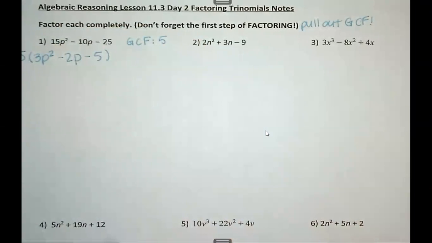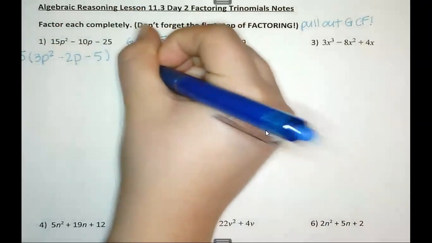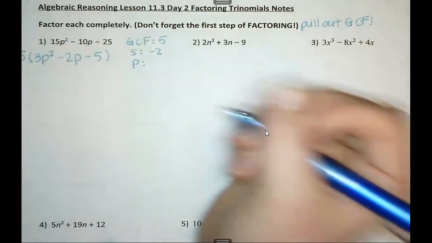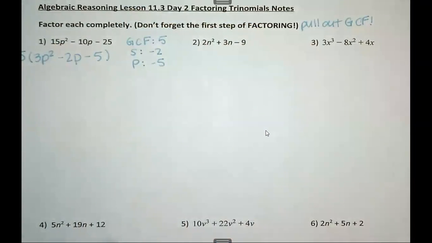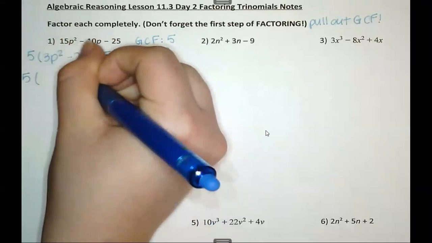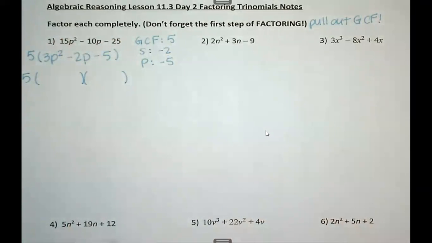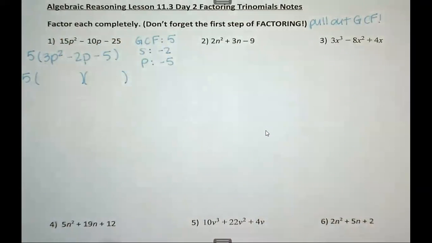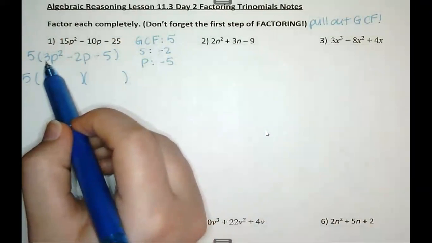Okay, so normally at this point we would identify our sum and our product. So our sum is the middle number, -2, and our product is our last number, which is -5. All right, so I would bring down my GCF and I'm going to make 2 sets of parentheses. So this part is where it's different because normally right here we would have 1p squared, or it just would say p squared.